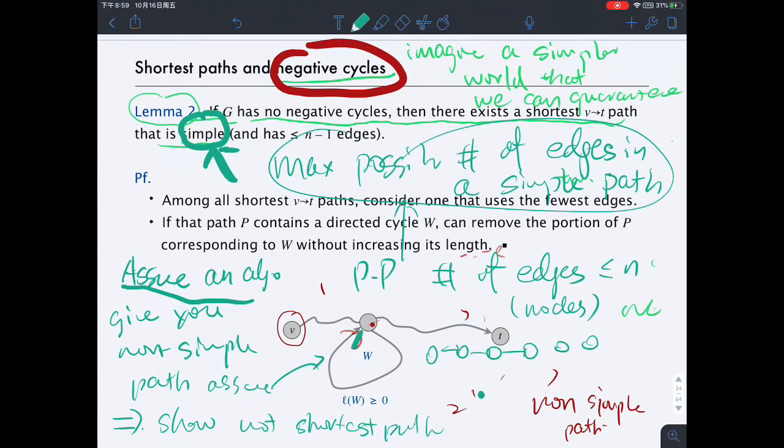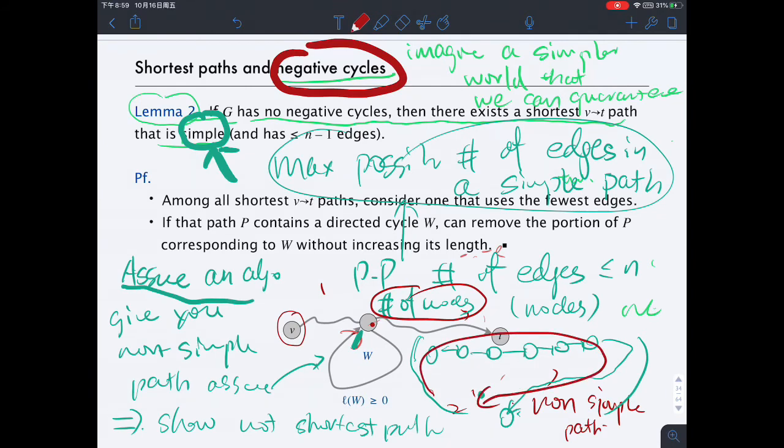Sometimes we can also count the number of nodes, right? Just imagine that I have a path, and if I count the number of nodes on the path, and the total number of nodes is larger than or equal to n plus 1, this really just implies there exists a node that appears twice. When a node appears twice in this path, that basically means that this path is not simple, right?